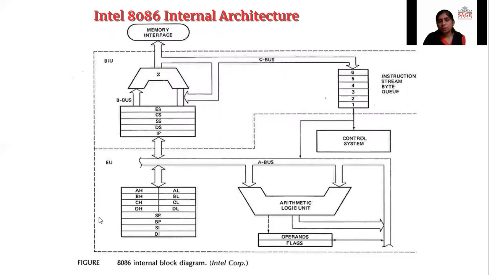We will now discuss the internal architecture of the 8086 microprocessor. The whole architecture is divided into two parts, BIU and EU. BIU is the bus interface unit and EU is the execution unit. So we will discuss them one by one.